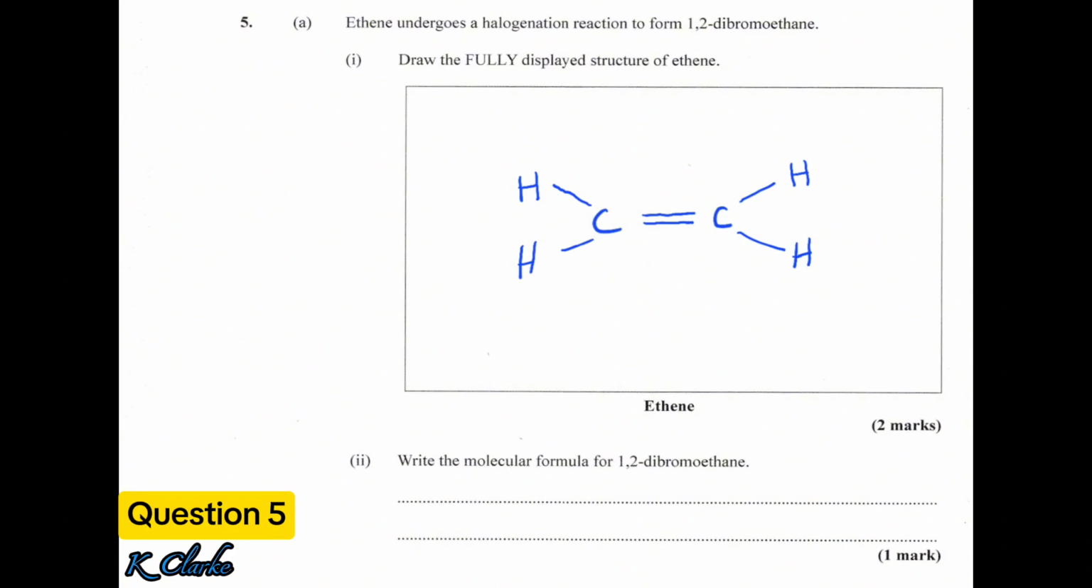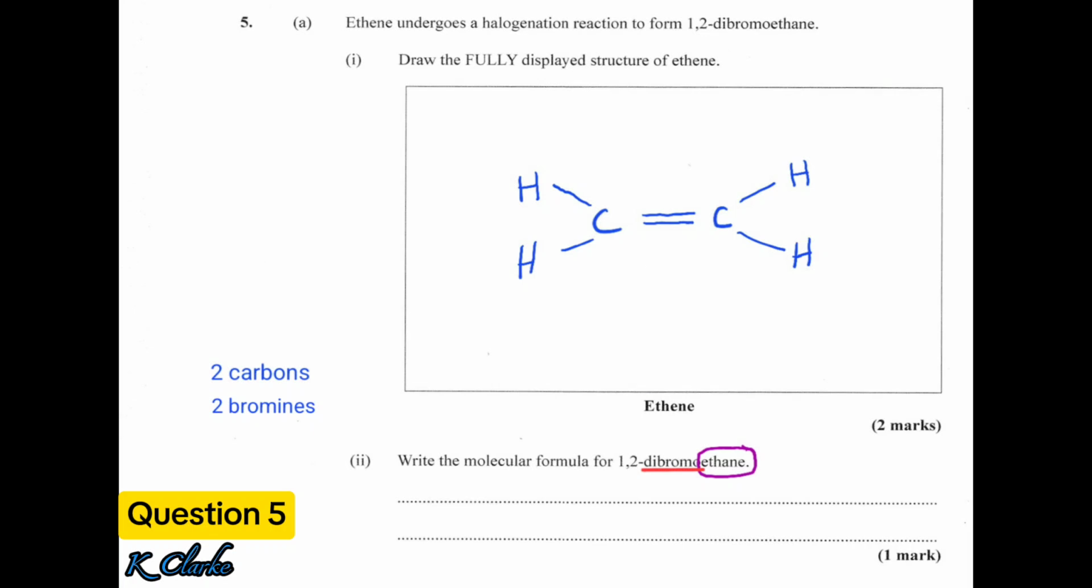Part 2. Write the molecular formula for 1,2-dibromoethane. Ethane indicates that this molecule is an alkane having 2 carbons. The general molecular formula for alkane is CnH2n+2, where n represents the number of carbons. So the molecular formula for ethane would be C2H6.